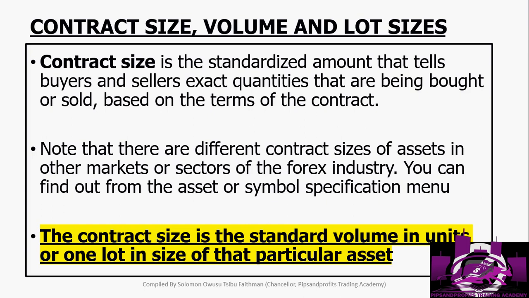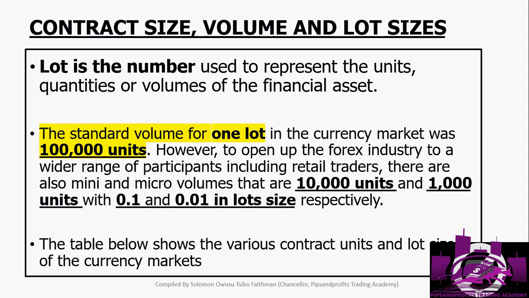So when you go to your contract specification and you see your contract size, that contract size is your standard volume, or your standard lot in unit, or your standard lot in size of that particular asset. And then we said, when we say lot, what is lot? Lot is the number used to represent the unit quantities or volumes of the financial asset, okay? So if the standard volume for one lot in the currency market was 100,000 units, it means the volume was 100,000 units, but when you quantify it in lot, it is one lot.